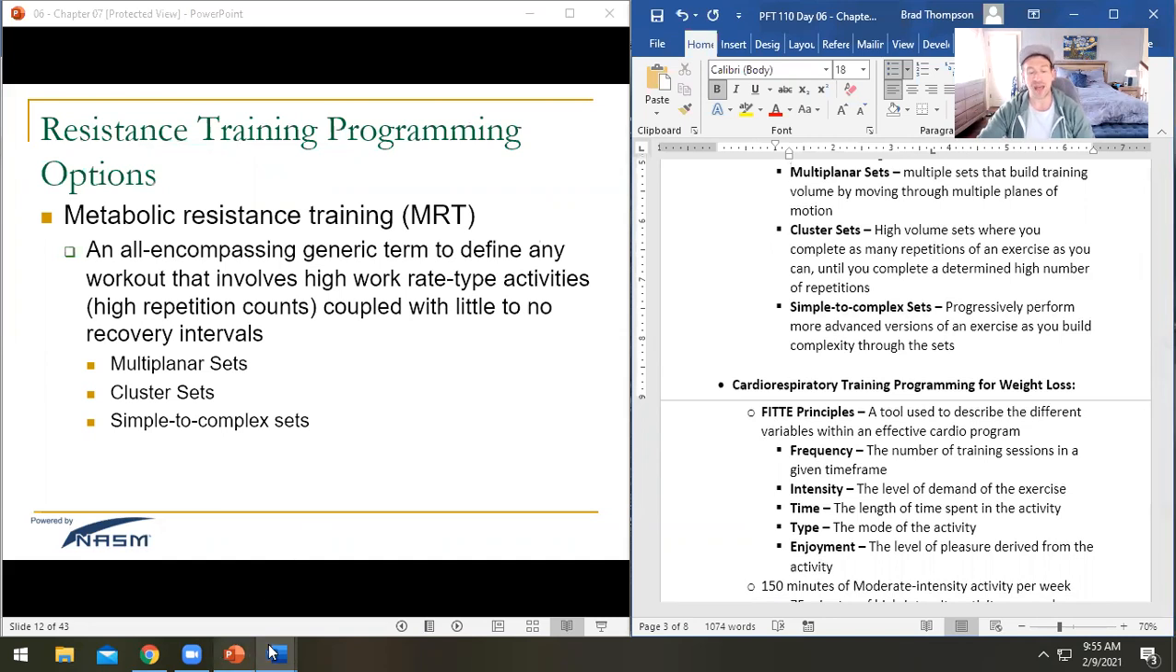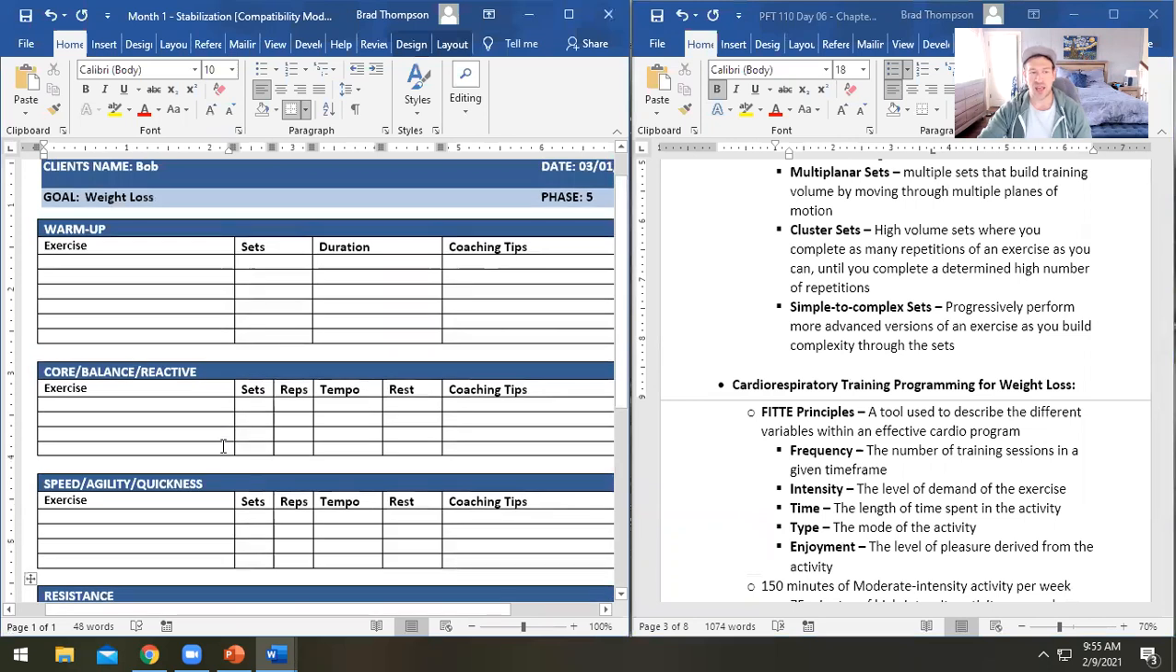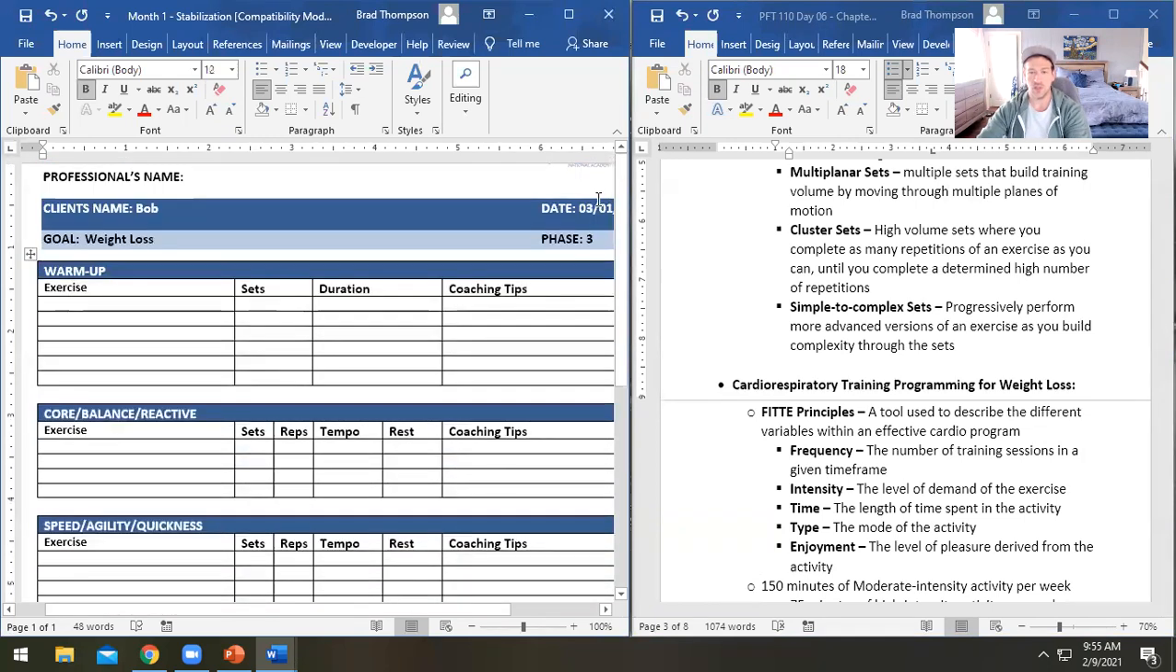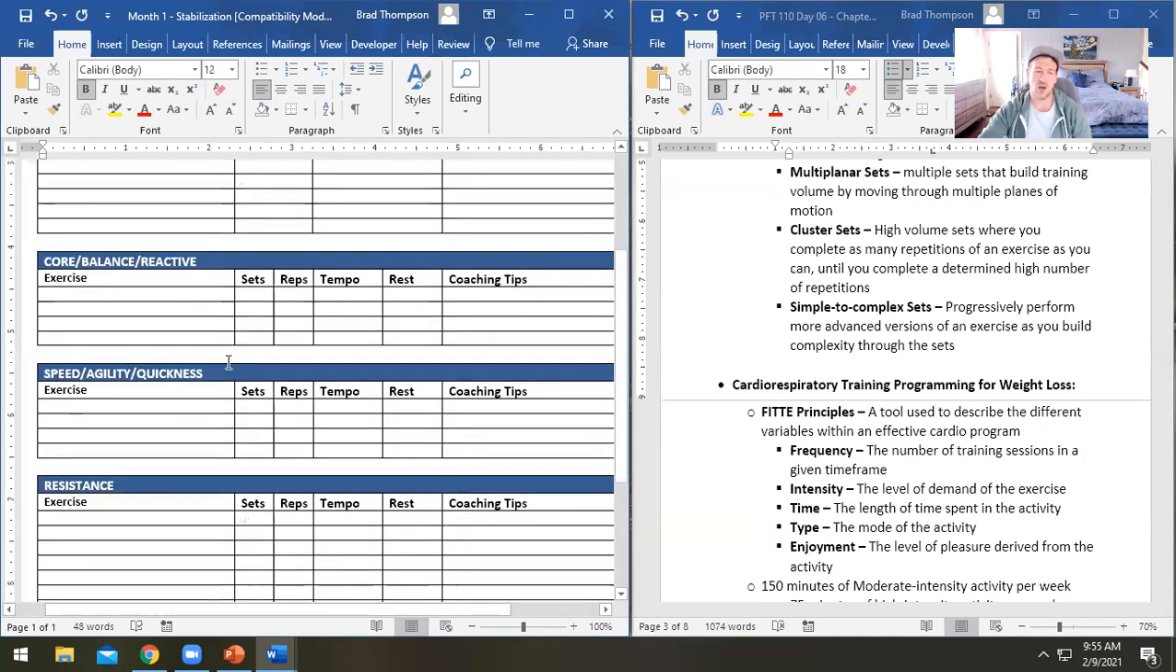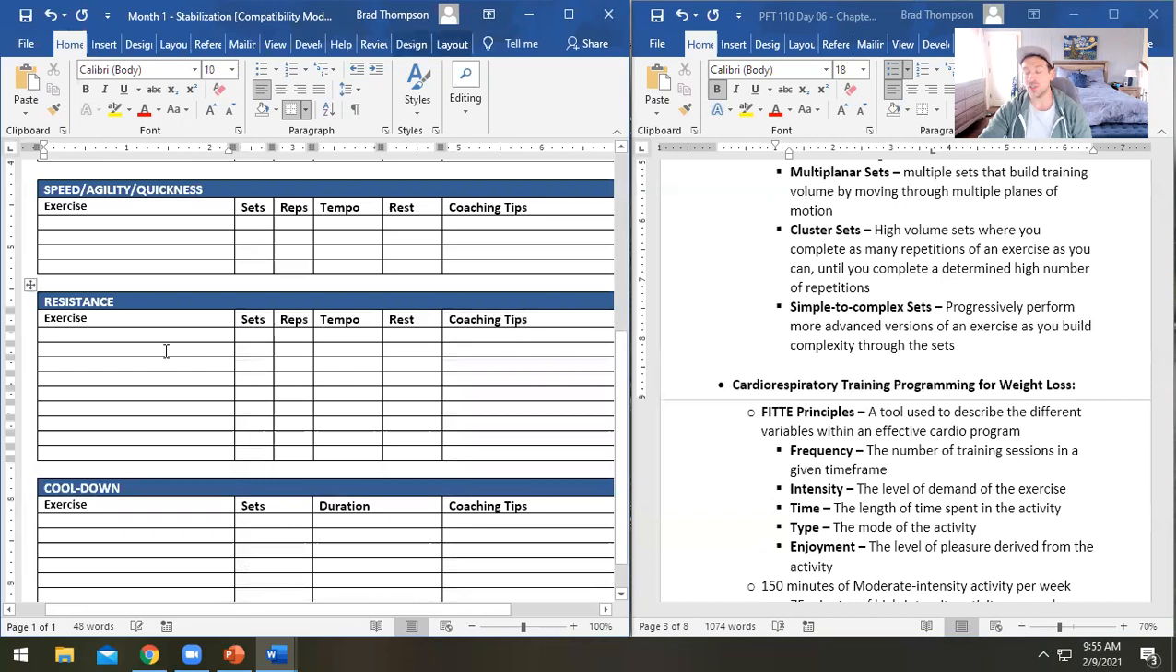So imagine if we go back to here, right? And we're doing, this is going to fall between the phases, so we'll just assume phase 3 here. So if we go to this, a multi-planar set would be like, I'm just going to write lunge. I'm going to write, let's see here.